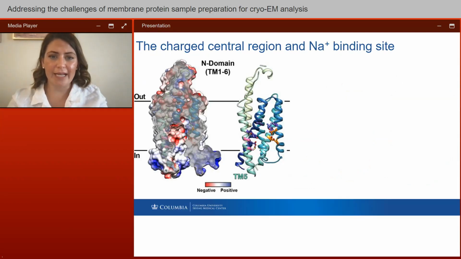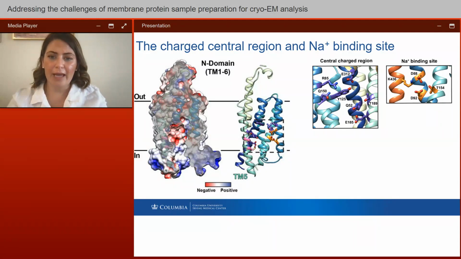Looking at that N-terminal domain in more detail now, we saw a couple of interesting features. Up the top of the cavity contributed from the N-terminal domain, we can see there's this charged central region, a bunch of charged or hydrophilic residues, and it's actually directly adjacent to the sodium binding site, which would provide an ability for a coupling mechanism.